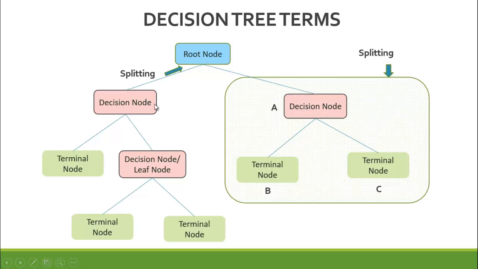The decision node can be further divided, and that node could be called a terminal node or a decision node based on whether the node has further classification or further branches. If we see that in the terminal node there are no further branches, we call it a terminal node because it terminates there. A decision node, or a leaf node, has further classifications, and this whole part of the decision tree is called a subtree because it's again a tree within a decision tree.